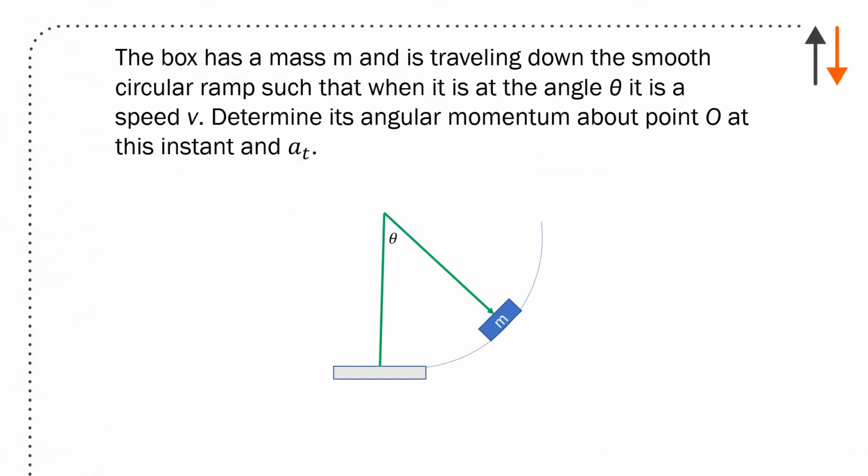I have a box of mass m, and it's traveling down a smooth circular ramp. That's a thin blue line, such that when it hits the angle theta, it has a speed v. Determine its angular momentum about point O, and point O should be on the diagram, but here it is. At this instant, and acceleration tangential.